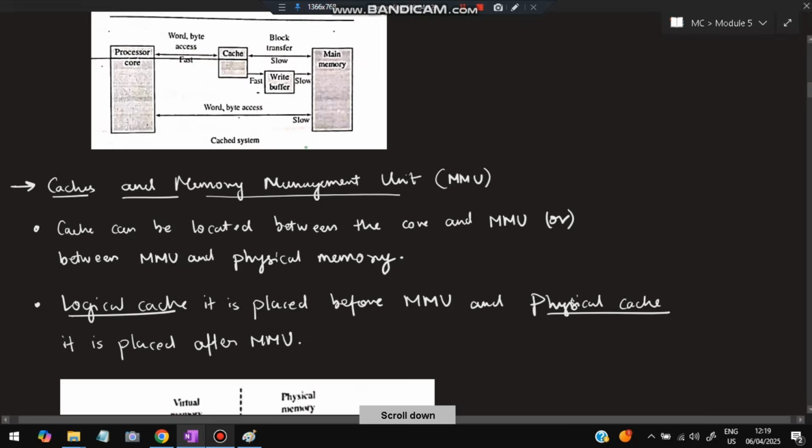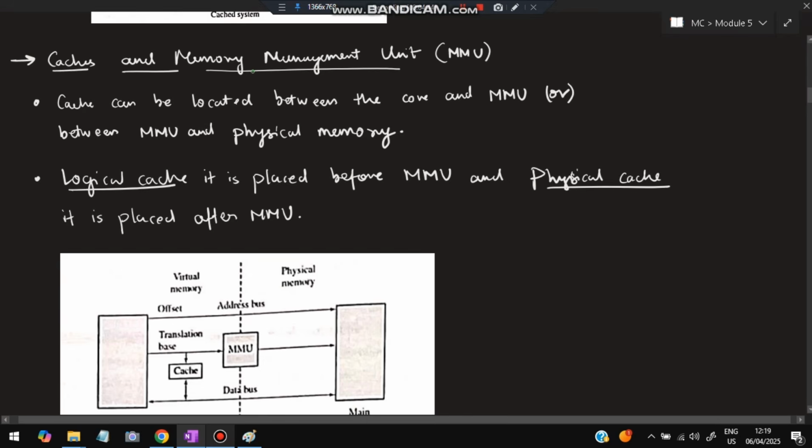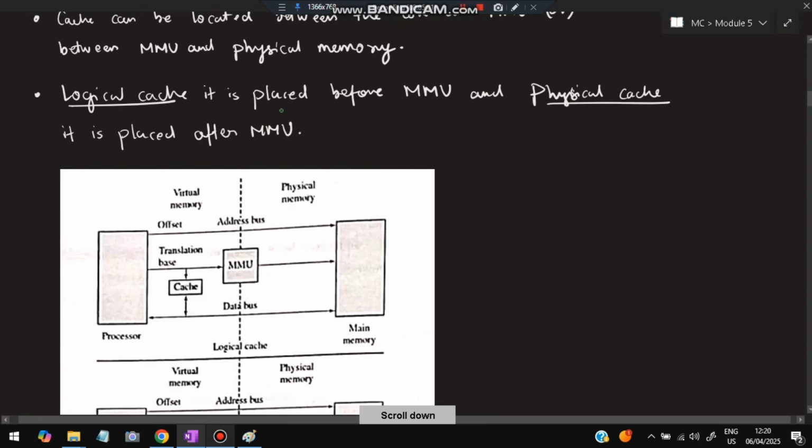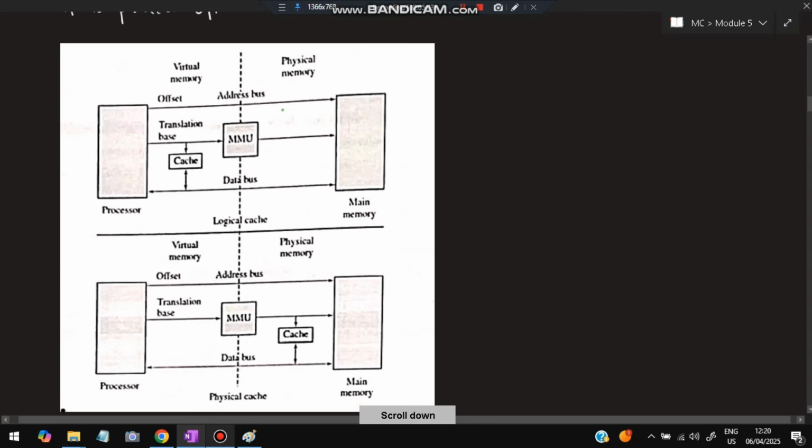That's why the cache and write buffer are used. Got the point? Next is caches and the memory management unit. The cache I am talking about, between your processor and the main memory, can be located at two places. Which are those two places? The first one is between the core and the MMU, and another one is between the MMU and physical memory. So there are two types here.